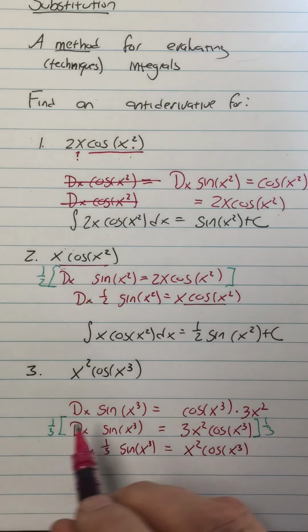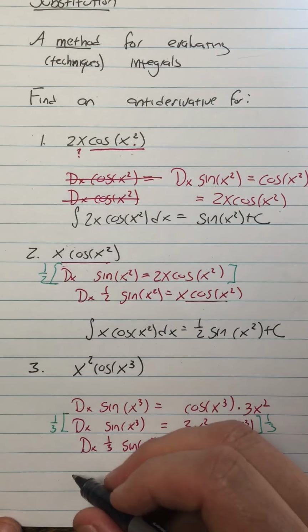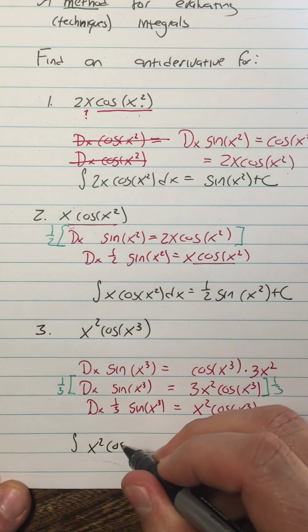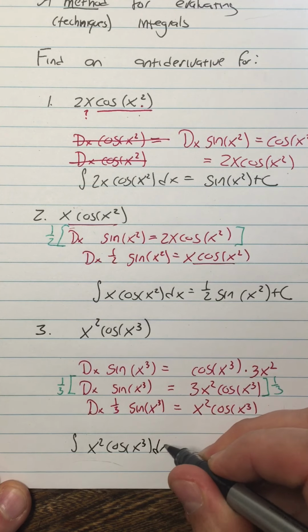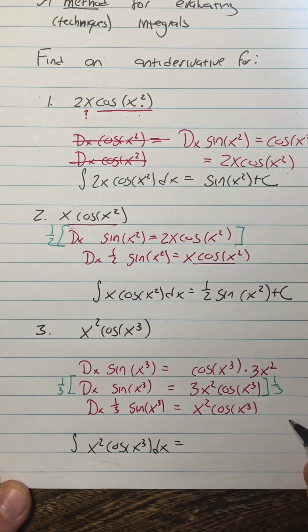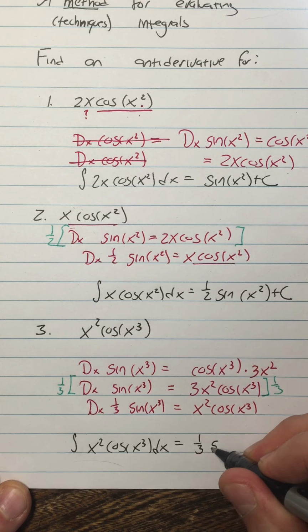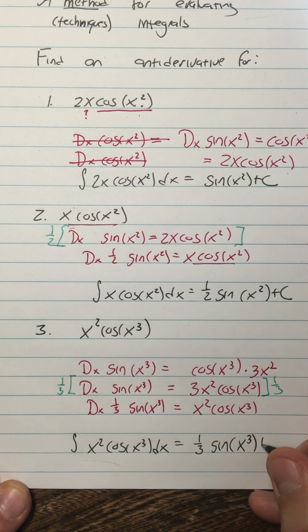X squared cosine of x cubed, that's what I wanted. So I can say that the integral of x squared cosine of x cubed dx is equal to 1/3 sine of x cubed plus c.